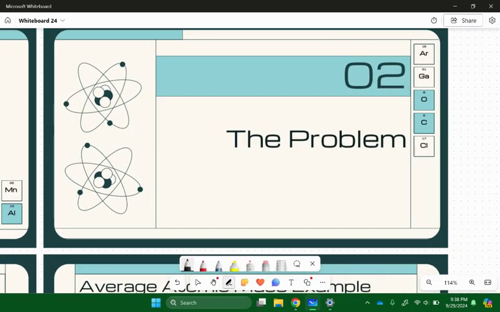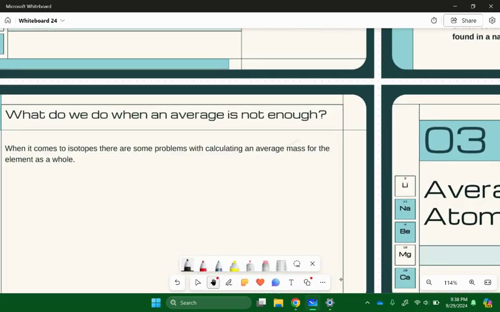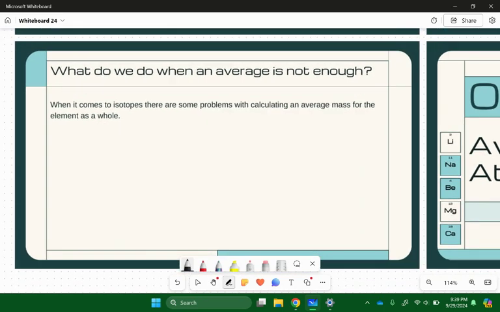Okay, so this leads to the problem. Okay, so what do we do when an average is not enough? So when it comes to isotopes, there are some problems with calculating the average mass for an element as a whole. Okay, let me show you a little bit of what I mean.